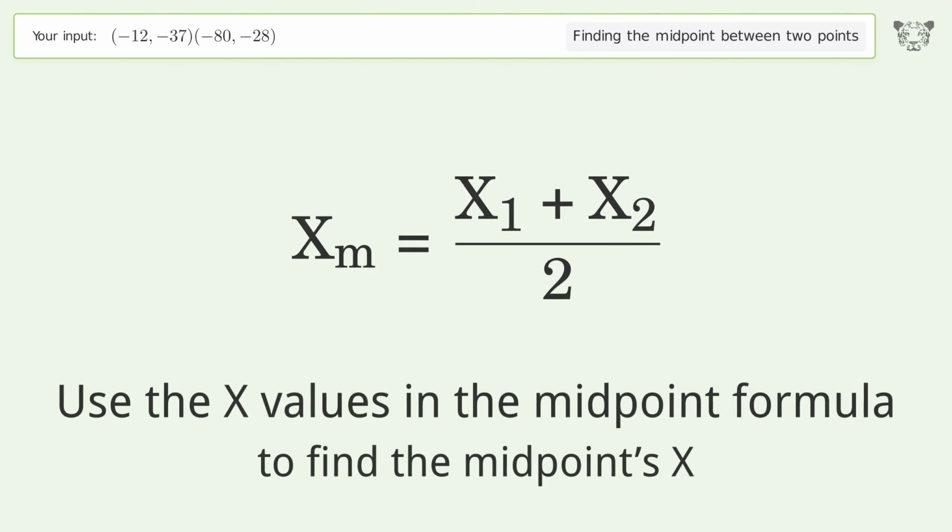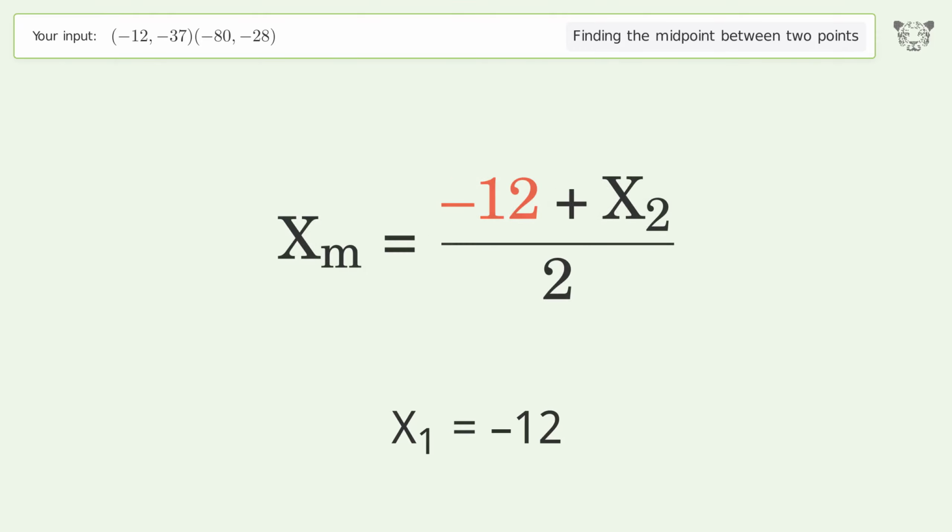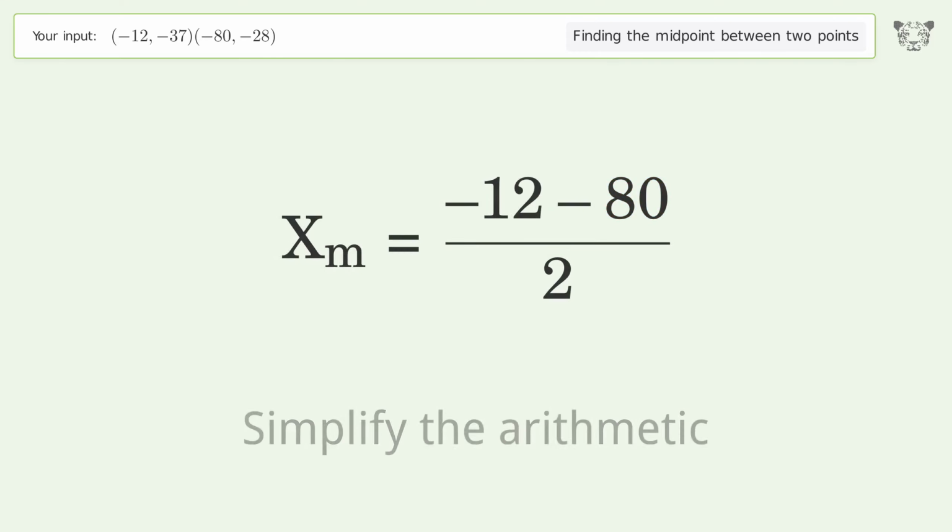Use the x values in the midpoint formula to find the midpoints x. x1 equals -12. x2 equals -80. Simplify the arithmetic.